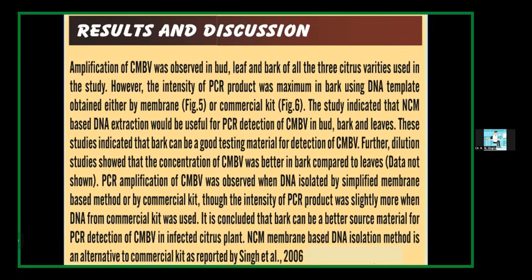PCR amplification of citrus mosaic virus was observed when DNA was isolated by the simplified membrane-based method or by commercial kit. The intensity of PCR product was slightly more than when DNA from commercial kit was used. It is concluded that bark can be a better source material for PCR detection of CMBV in citrus plants. The nitrocellulose membrane-based DNA isolation method is an alternative to commercial kits, as reported by Singh et al. 2006.